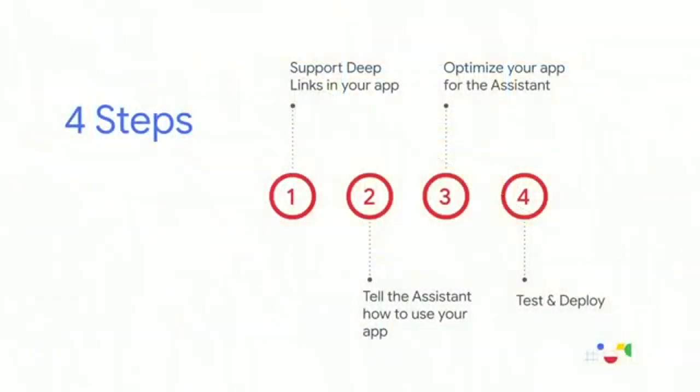OK, that was a lot of information. Let me quickly recap the implementation. Step number 1, supporting deep links in your Android app. Step number 2, telling the assistant how to take advantage of those deep links and use your app via the Actions.XML file. Step number 3, optimizing your app further for the Google Assistant by implementing the 3 APIs I talked about. And then finally, testing using the Studio Test Tool plugin and deploying via the Play console.